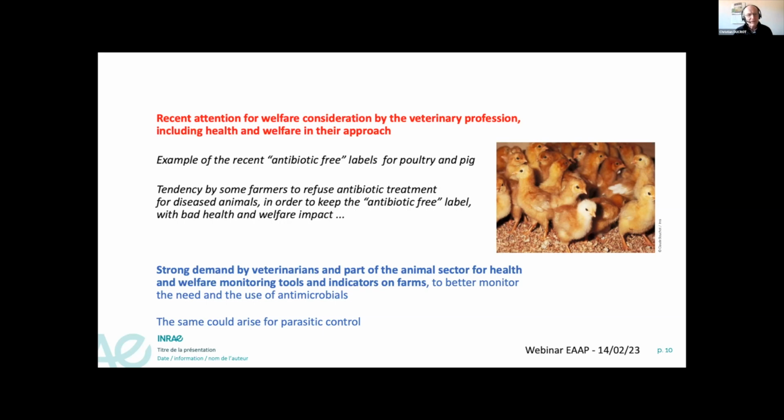So there is currently a strong demand by veterinarians and also part of the animal sector for health and welfare monitoring tools and indicators on farm to better monitor the need and the use of antimicrobials. This is in France, and I think it is also shared in different countries. And maybe the same could arise for parasitic control as well.